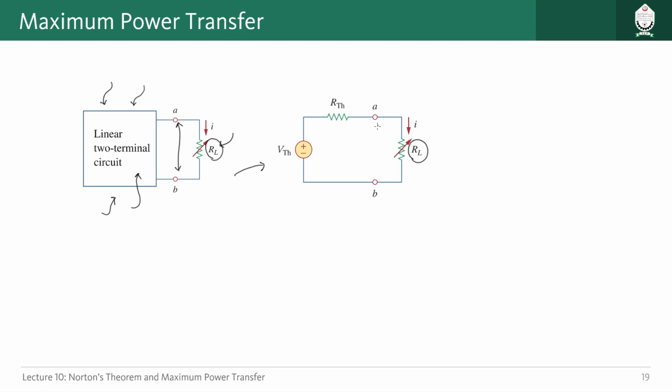Now we want to find the value of RL so that we get the maximum amount of power across these two terminals. So how do we actually optimize the value of RL so that we get the maximum power transferred to this load? To do that, let us try to analyze this circuit.